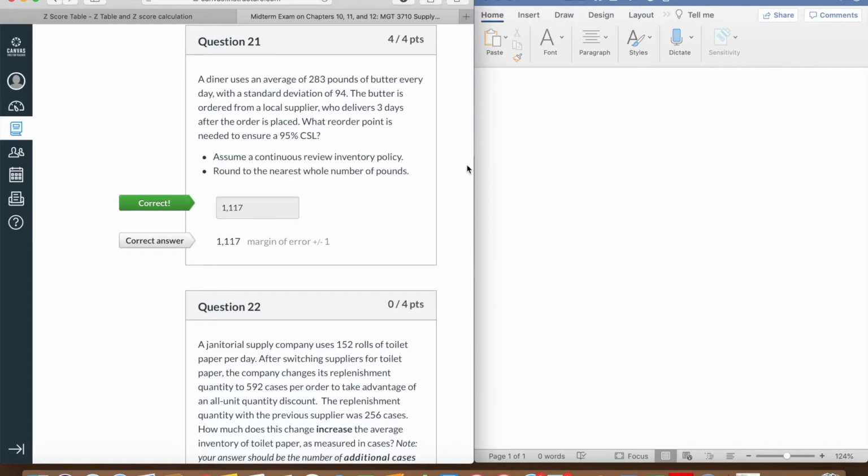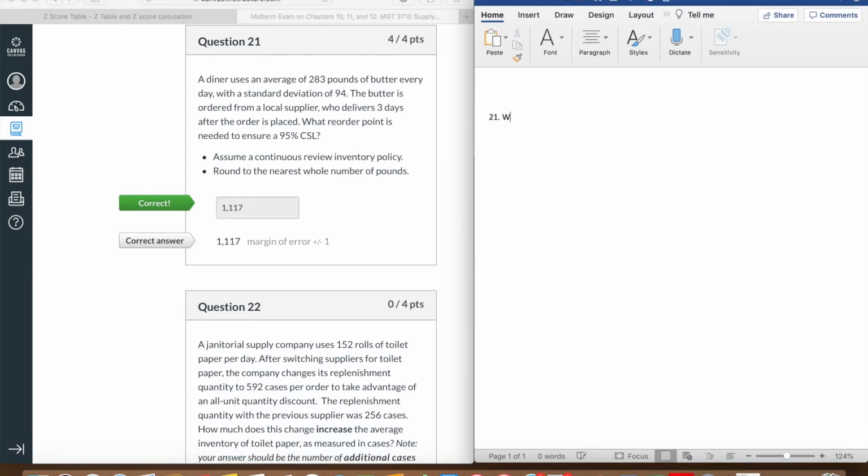Okay, so first of all, the question is asking for what reorder point at a certain cycle service level. So, what reorder point? When you see that, instantly, you need to be thinking of this formula. Reorder point is equal to safety stock plus demand times lead time. Now, fortunately, in the problem, they already tell us this part of the equation.